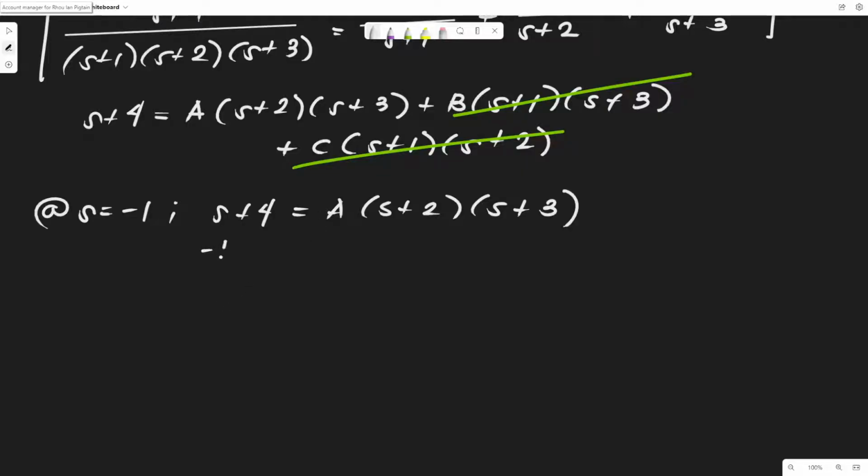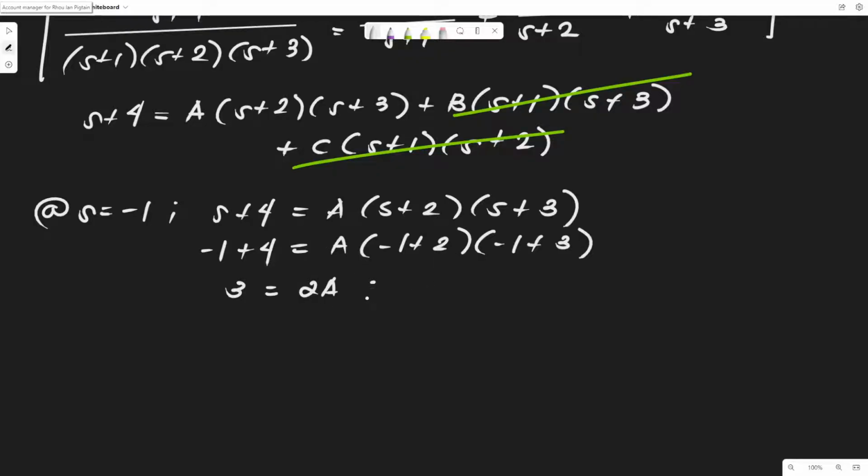So, substitute lang, negative 1 plus 4 is equal to a times negative 1 plus 2 times negative 1 plus 3. Okay? So, we have 3 is equal to 2a. Bakit siya naging 2a? So, negative 1 plus 2 is 1. Negative 1 plus 3 is 2. So, 2 times 1 is 2.